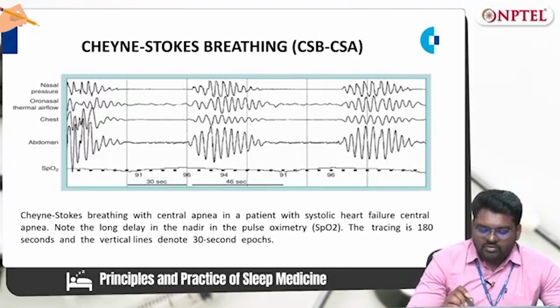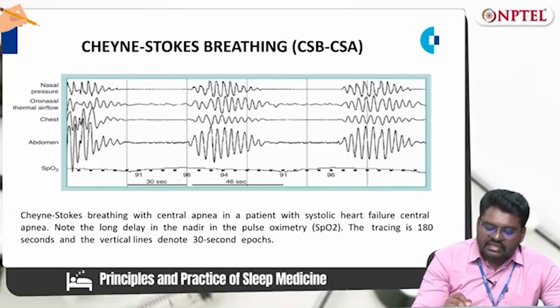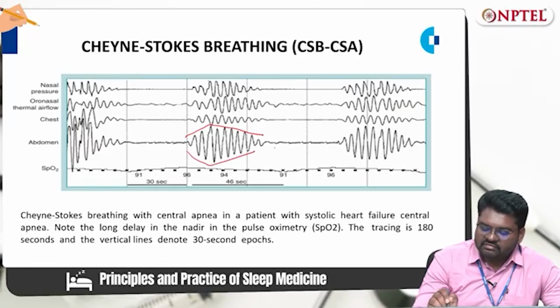This is a polysomnographic graph of Cheyne-Stokes breathing associated central sleep apnea. You can see the crescendo and a decrescendo pattern of breathing. Following that, there will be a central sleep apnea.